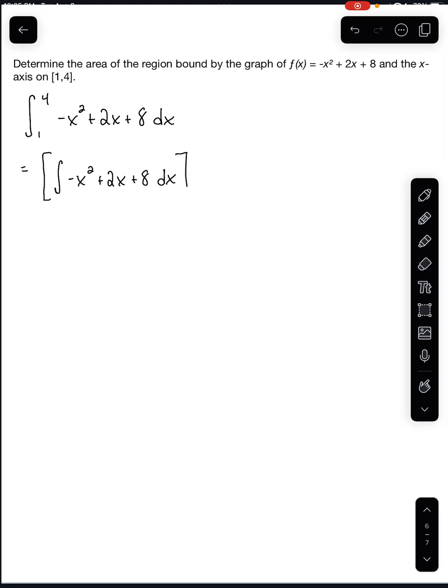Now again, through properties of the antiderivative, we can do the antiderivative of each term separately. The antiderivative of negative x squared, well, the negative comes along for the ride. That's just a coefficient. And then the power rule, we add 1 to the power and divide by the new power. Very much the same thing for 2x. The 2 comes along for the ride. And then for the x, we add 1 to the power and divide by the new power. And then for the constant, well, the antiderivative of a constant is a linear function.